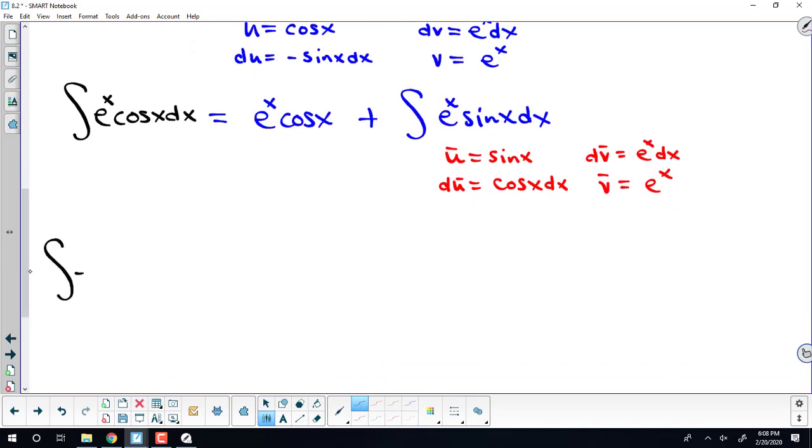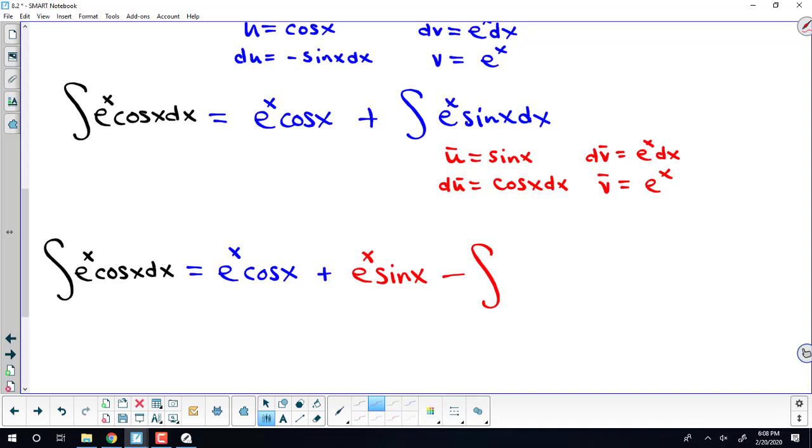So I'm going to write this out again. This factor stays the same, plus the integral. We're going to change the integral now into these two pieces, u bar times v bar, so e to the x sine x, minus the integral of v bar du bar, e to the x cosine x dx.